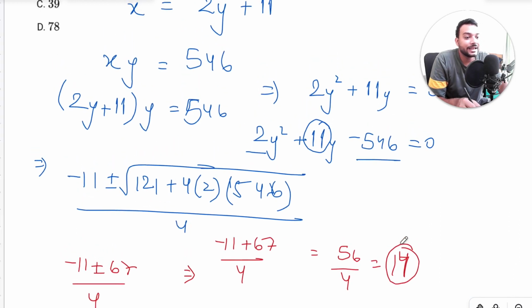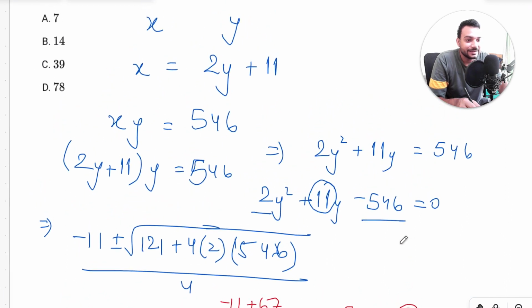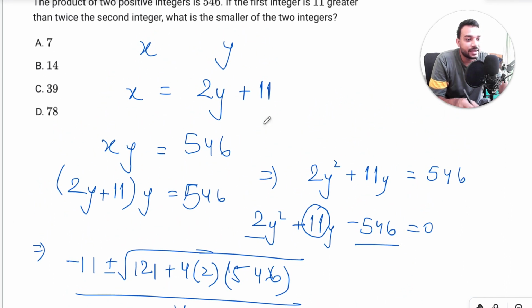14 is the value of y, and x is the bigger one. X would be 11 greater than twice, so 14 times 2 is 28, plus 11 is 39. So the two integers are listed here, 14 and 39. This is the correct answer. The smaller one is 14. So B is the correct answer. Okay.